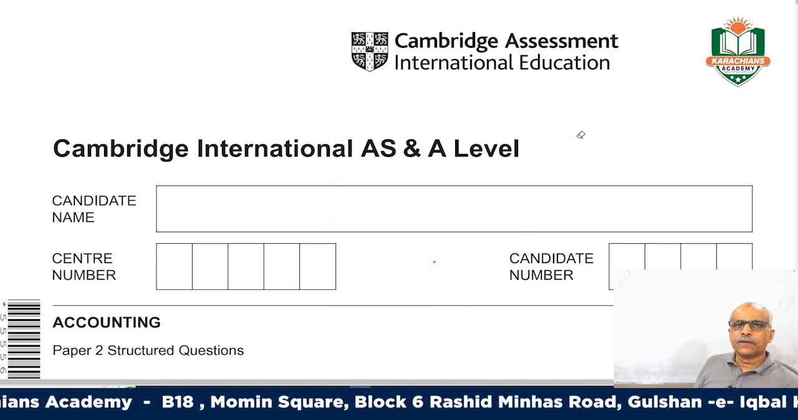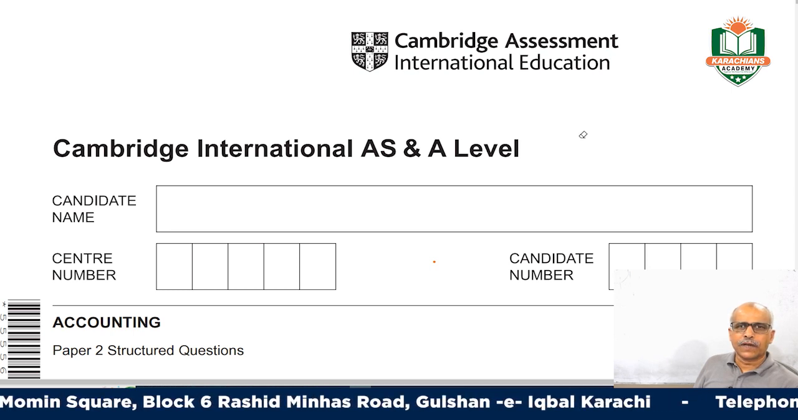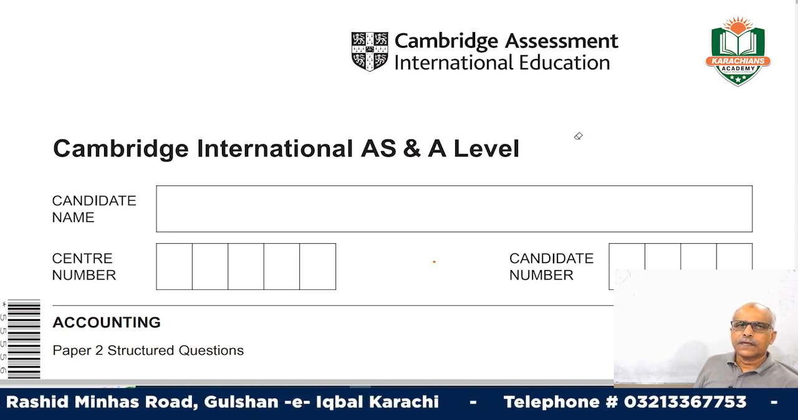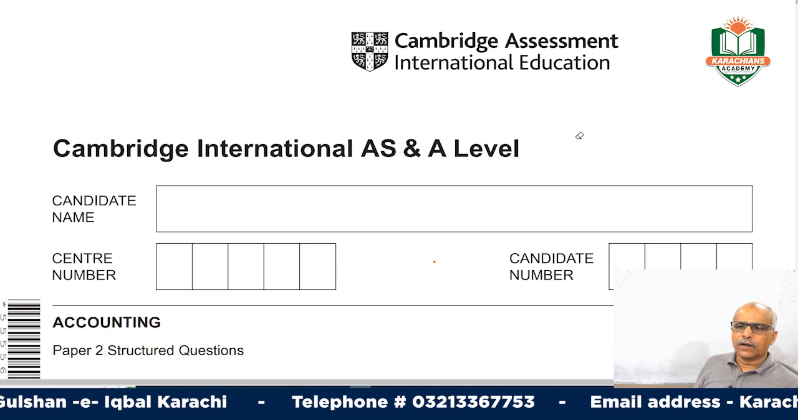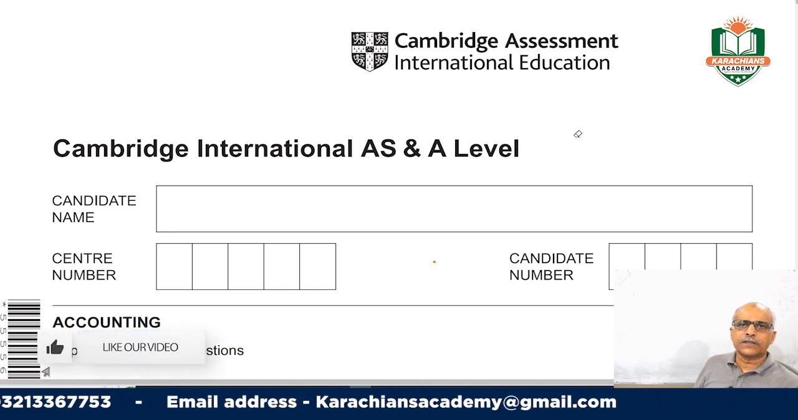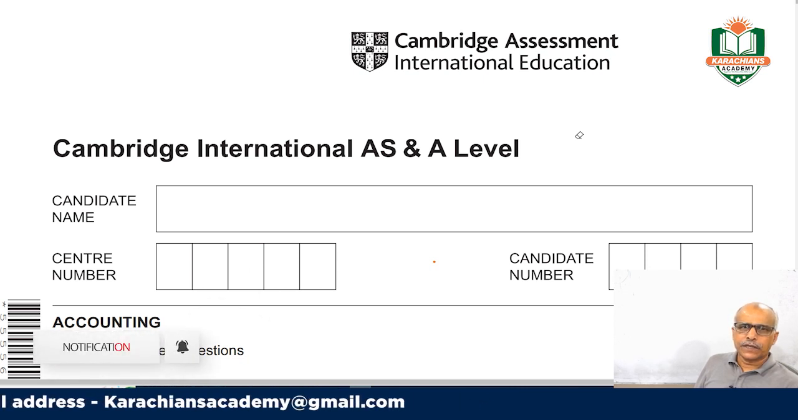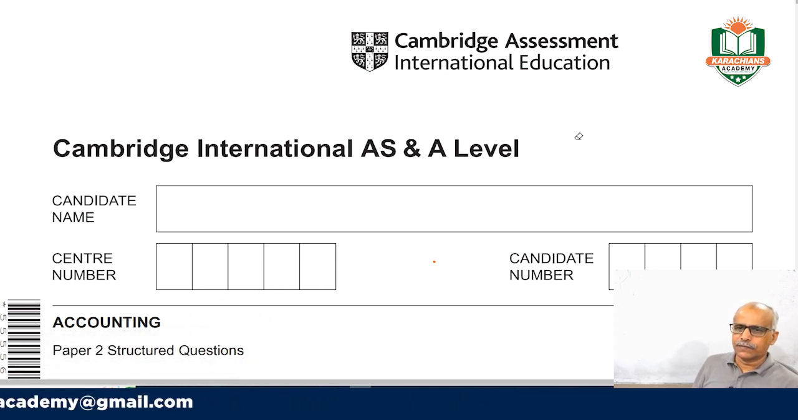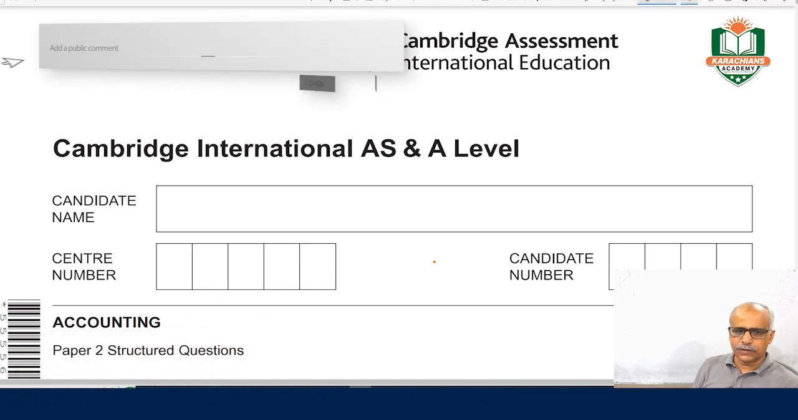So lastly we were doing CIE AS level accounting paper 9706 and we did the March attempt. So today we will start the May-June attempt of AS level accounting 9706, right? Then let's move on.